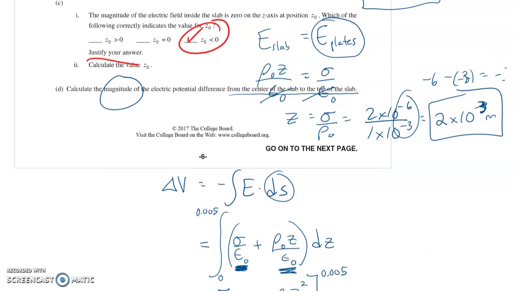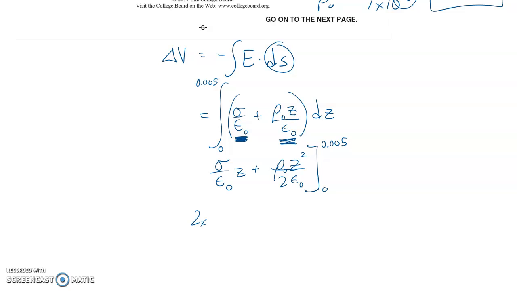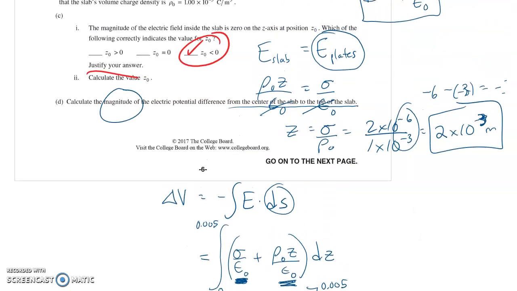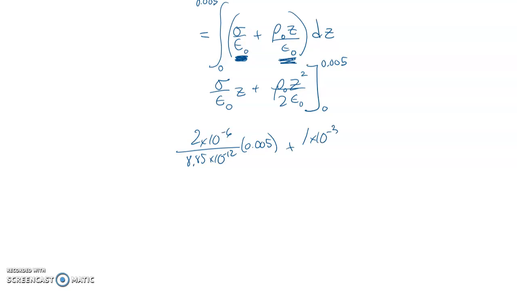To finish this thing up, you just basically have to put in all of the relevant numbers there. So sigma, they said, is equal to 2 times 10 to the negative 6th, epsilon naught is 8.85 times 10 to the negative 12, z is 0.005, and rho sub 0 is 1 times 10 to the negative 3. Again, z is 0.005, squared, over 2, and epsilon naught is 8.85 times 10 to the negative 12.